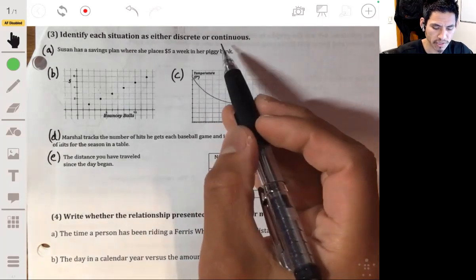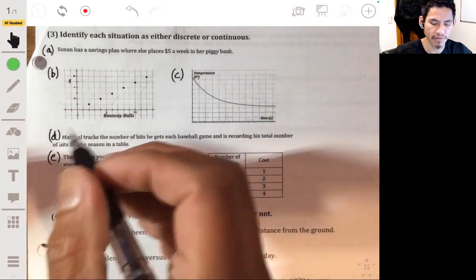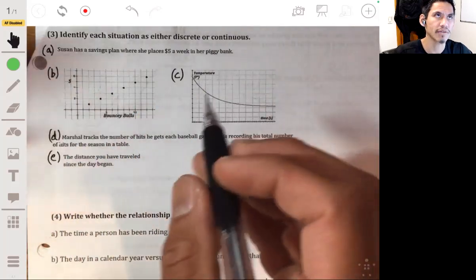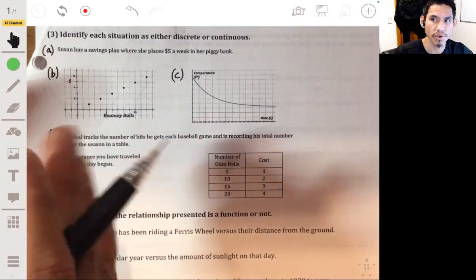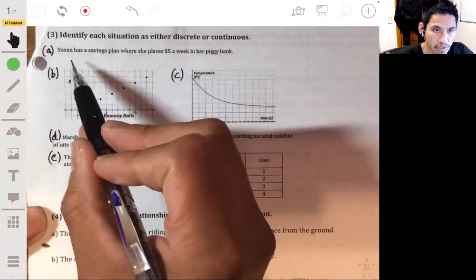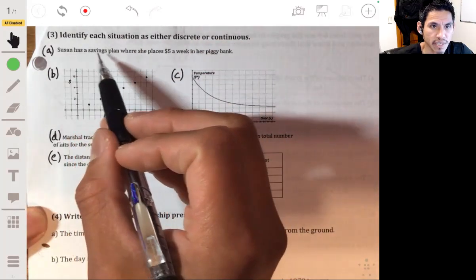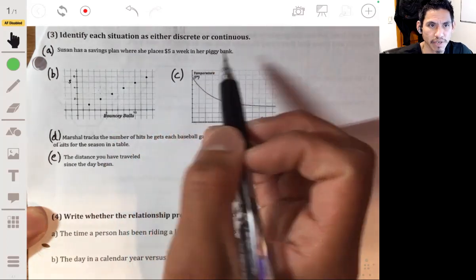If it was continuous, it would basically be a graph that would never stop. Not never stop in terms of going to infinity, but it wouldn't be broken up. Now let's look at the first one. So Susan has a savings plan where she places $5 a week in her piggy bank.